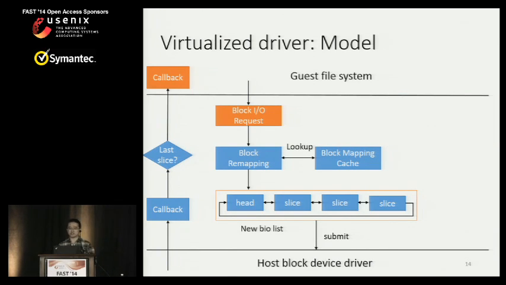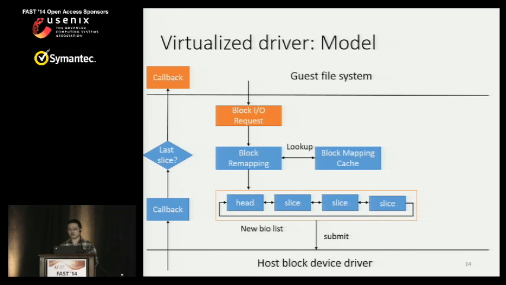So this is a virtualized driver model. After receiving an I/O request from the guest file system, the virtualized driver first remaps the request. The virtualized driver will look up the logical block number in the block mapping cache. If it is a hit, the virtualized driver directly gets the physical number of it. Otherwise, the virtualized driver will invoke the mapping interface exported by the host file system and then store the block mapping entry into the table.